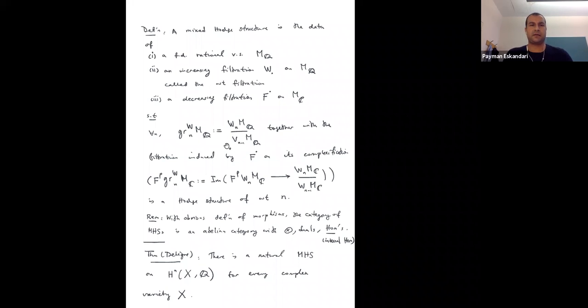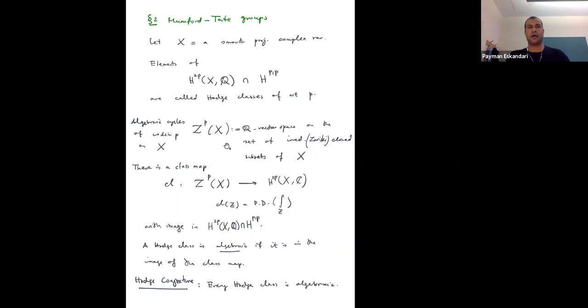Okay, so let me go to the next slide. Now I want to talk a little bit about Mumford-Tate groups, recalling the definition, and also I want to motivate the definition, just to put things into better context. So suppose again that X is a smooth projective complex variety. I'm going back to the smooth and projective situation.